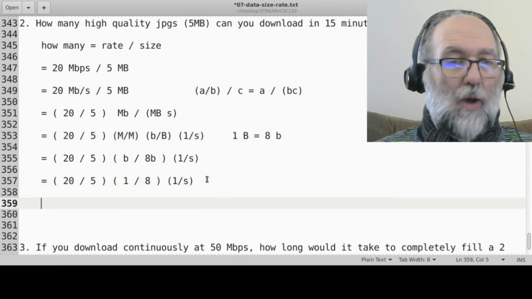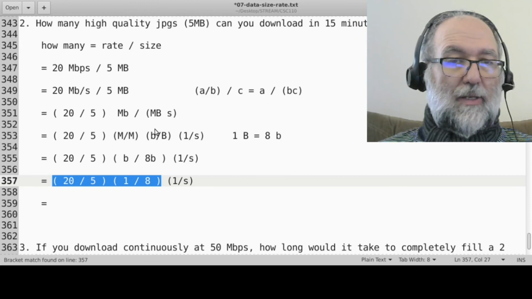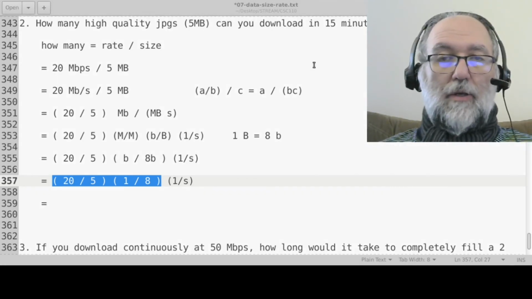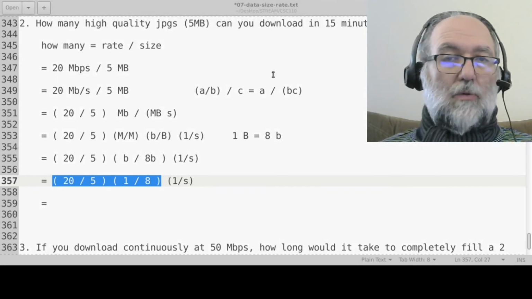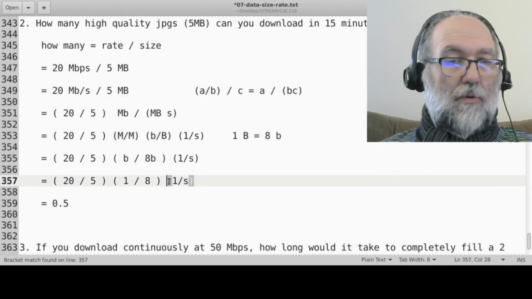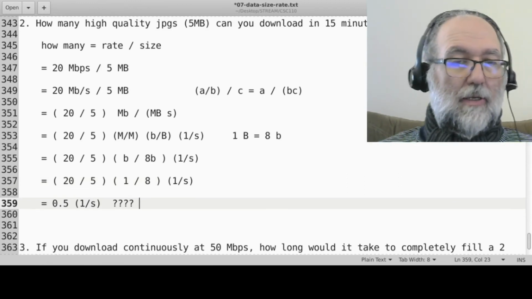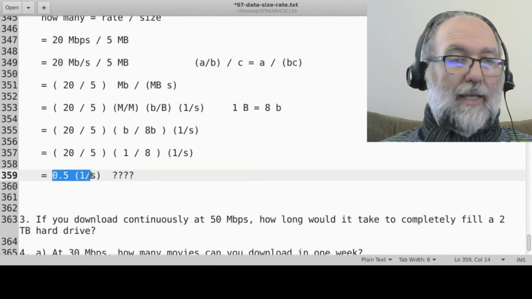All right, and now what? Well, now we can just do this number here on our calculator. Let me do that for you very quickly on my calculator, and that's equal to 0.5. All right, so it's 0.5 per second. And you go, what the heck does that mean? What does that mean, 0.5 per second?